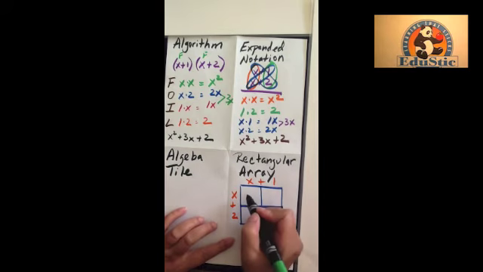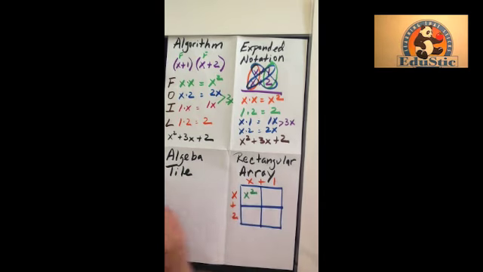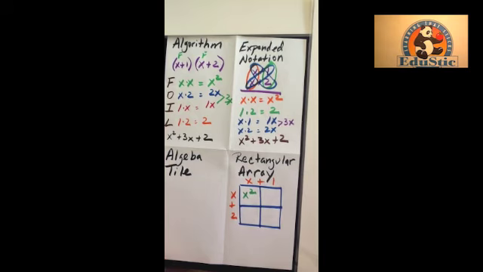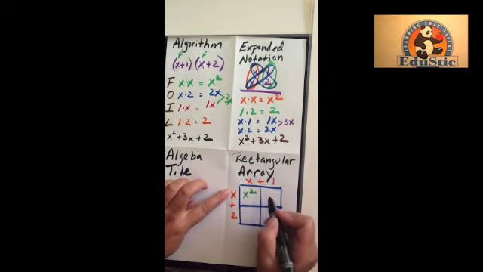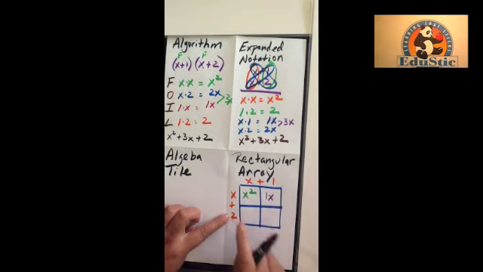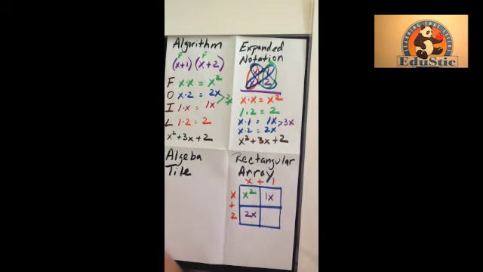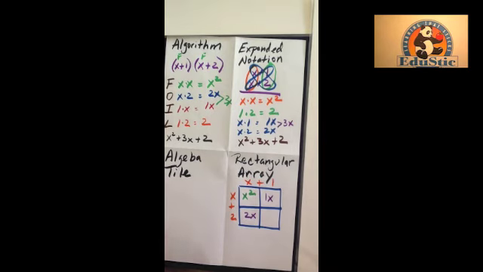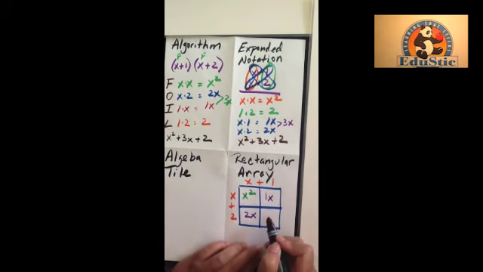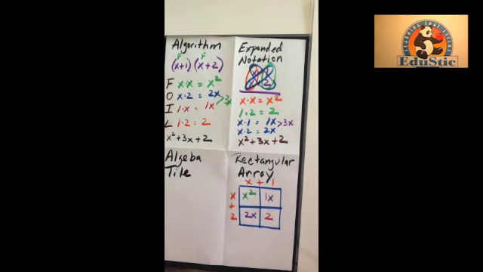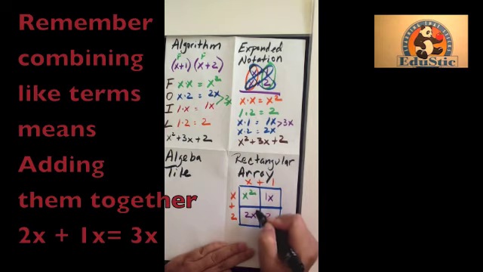X times x will give me an x squared. A x times 1 will give me a 1x. X times 2 will give me a 2x. And the final one is a 2 times 1 will give me a 2. Notice again, 1x and 2x are like terms and they're diagonals.